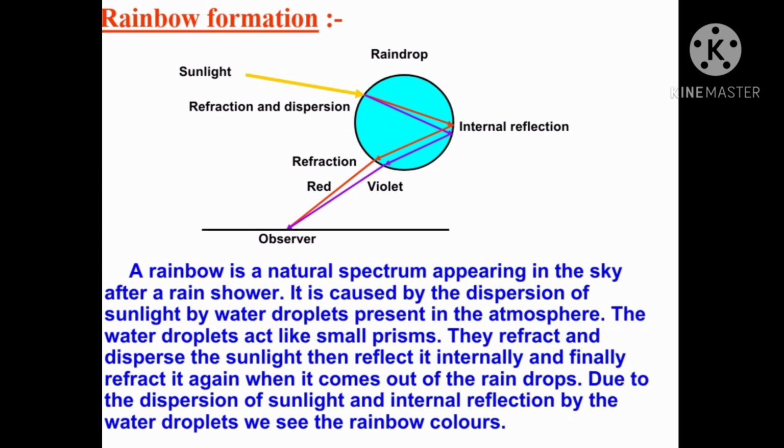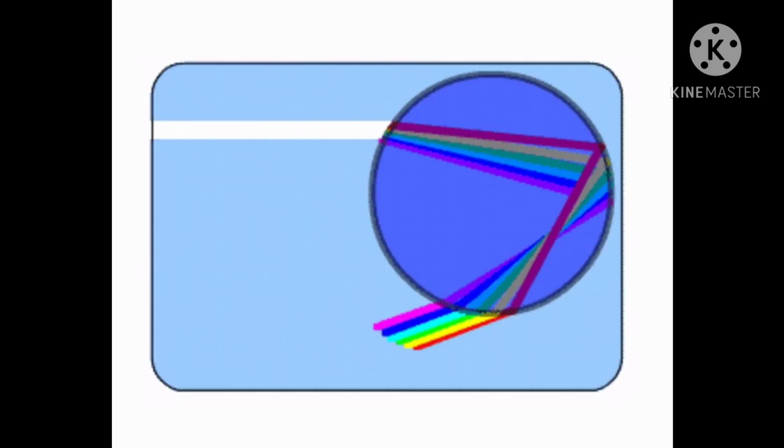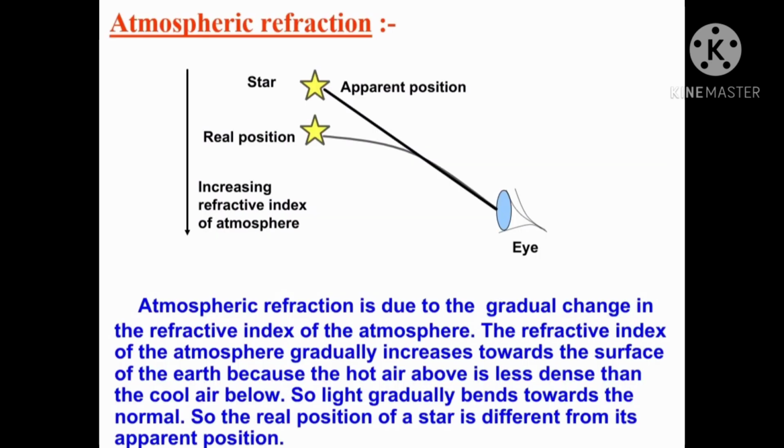Due to the dispersion of light and the internal reflection, different colors appear to the observer's eye. You can also view a rainbow on a sunny day when you look at the sky through a waterfall or through a water fountain. Now come to the next article, that is 11.5, atmospheric refraction.